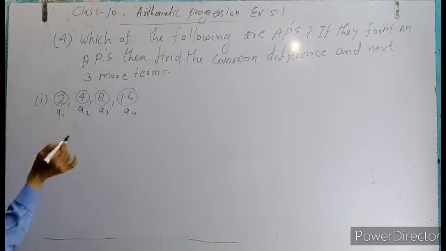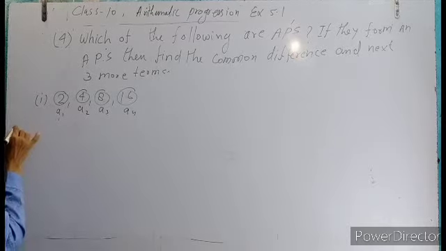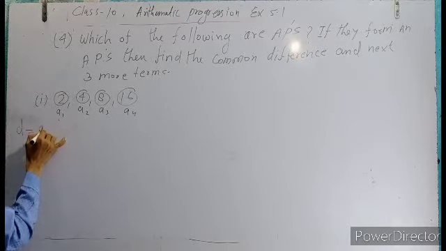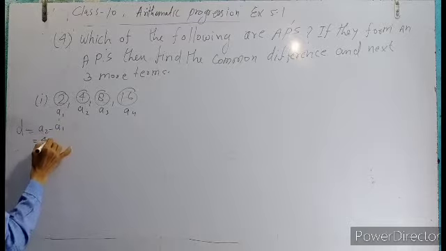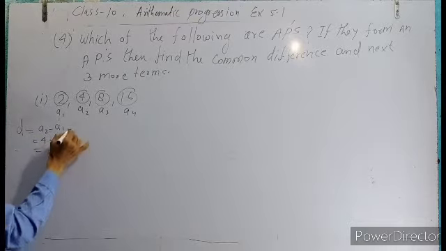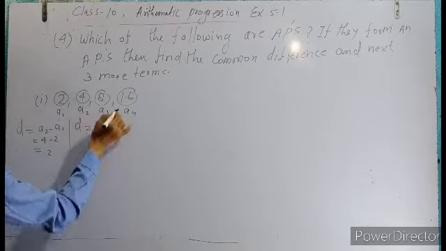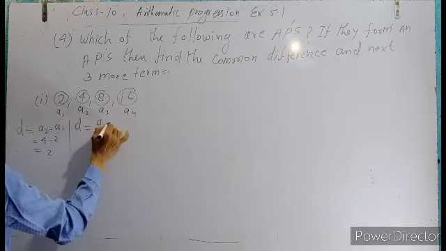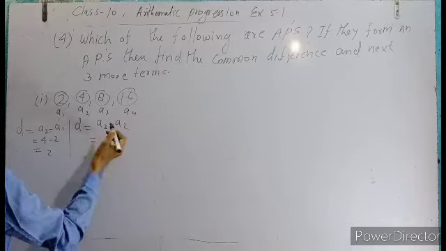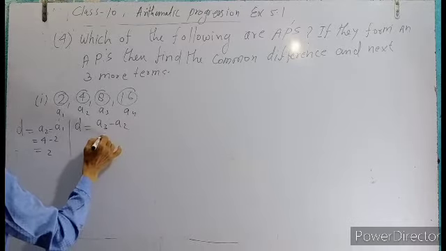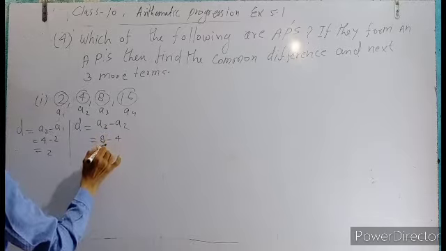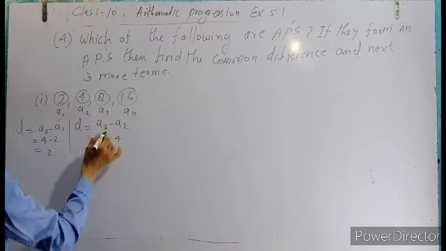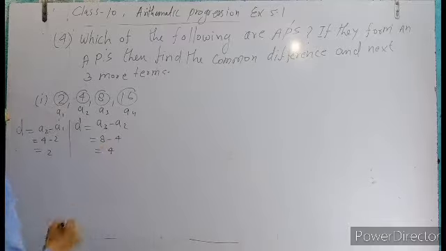If the common difference is the same, then it is in the form of AP. So how can we check? d equal to a2 minus a1, that is 4 minus 2, equal to 2. Also d can be checked another way, a3 minus a2. Only 2 is enough for this. 8 minus 4, that is equal to 4.